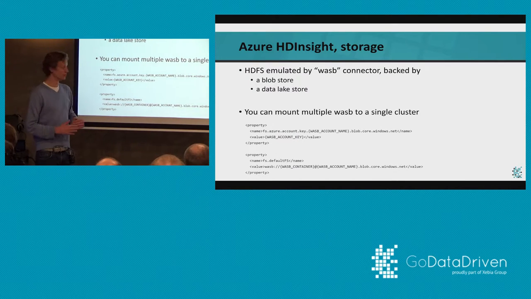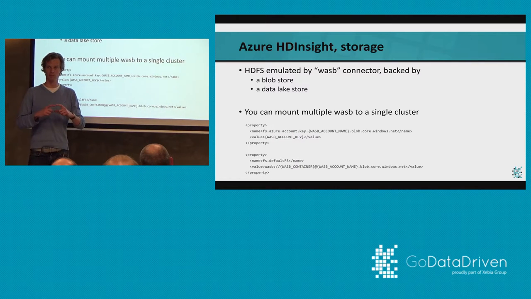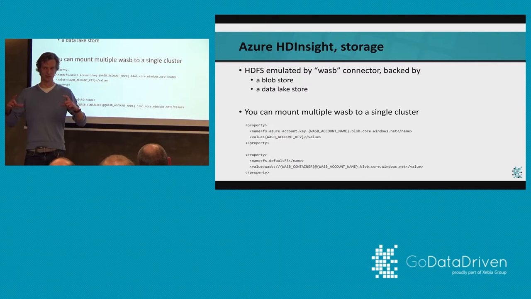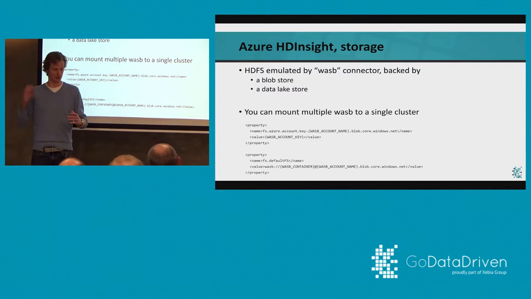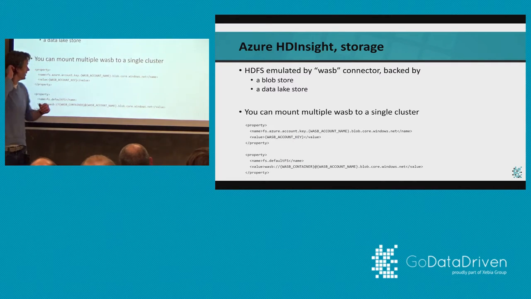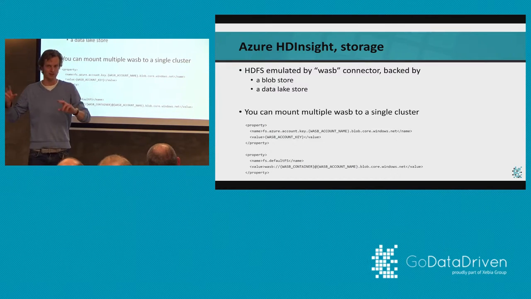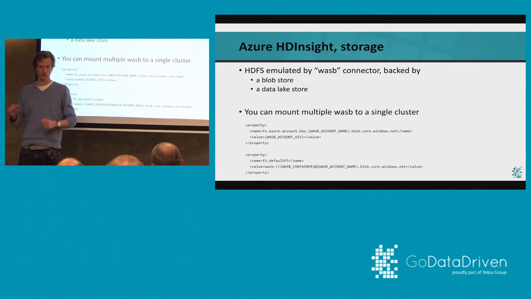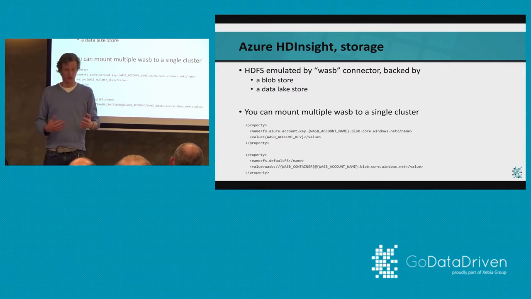So the difference is a blob store is like your typical S3, but it has a fixed amount of IOPS, so it has a fixed throughput. If you exceed that, then you're going to be limited. This data lake store, it's like this ultimate scaling thing. So there's a slider in which you can determine the performance. One way to go around that is more expensive.